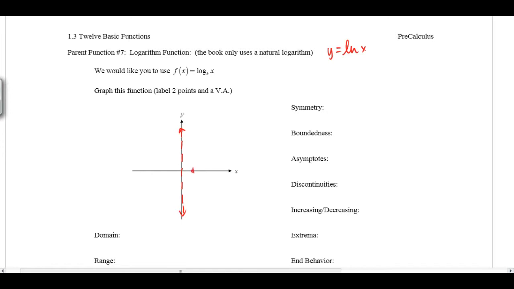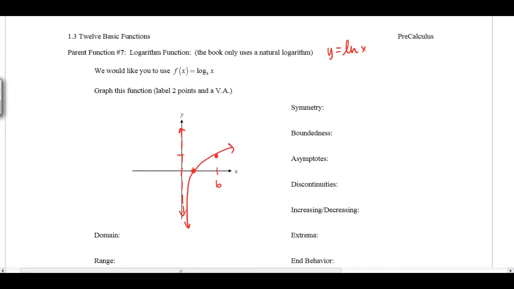It will have the one magic point right here at 1, 0. And you will always have another point that will be whatever your base is, right? So whatever b is, comma 1. That will always be there. And so this is what a log graph looks like.